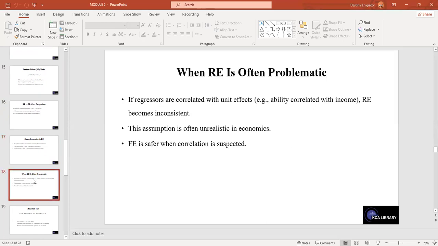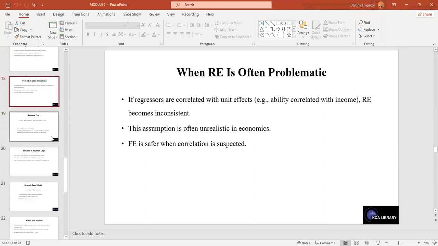RE is often problematic if regressors are correlated with the unit effects, for example, ability correlated with income. RE then becomes inconsistent. This assumption is often unrealistic in economics. FE is safer when correlation is suspected.